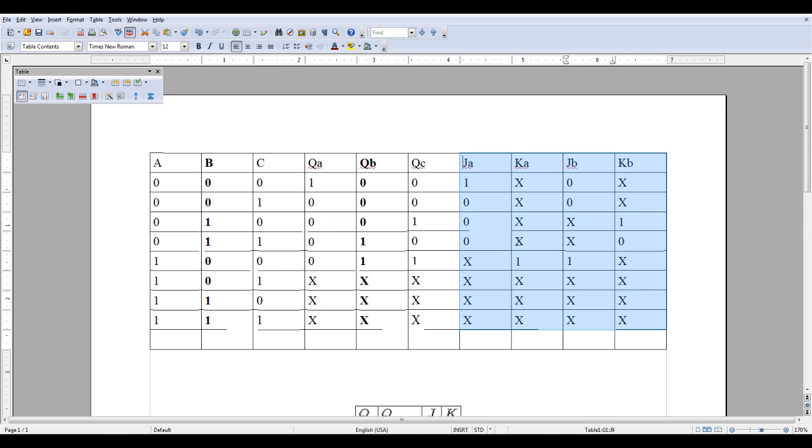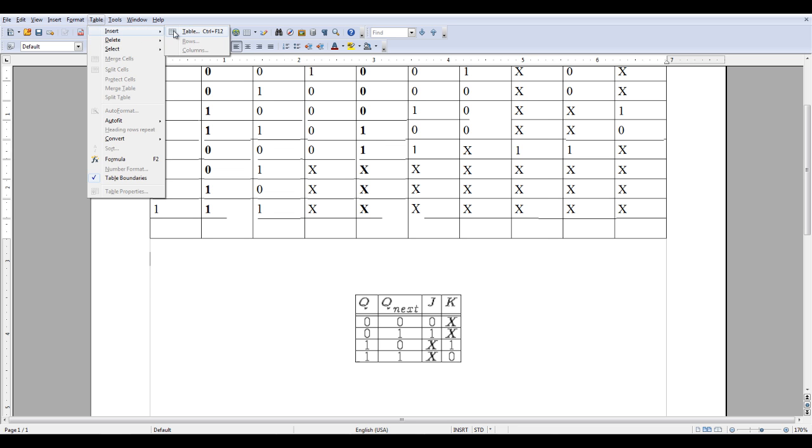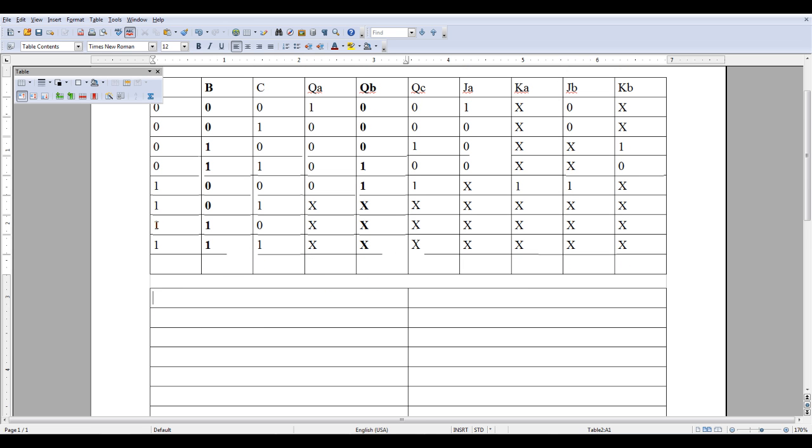We need the JC and KC. So let's just make one more table. I don't know, let's make 10 rows, and just 2 columns. Okay, so we have JC and KC. So let's de-highlight those, and highlight this. Great.